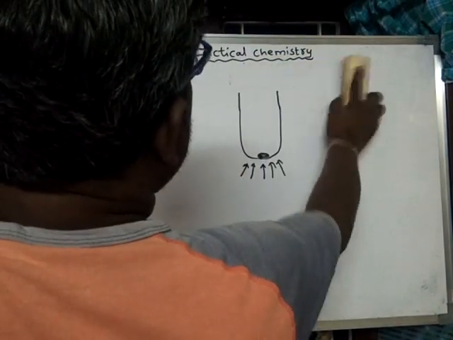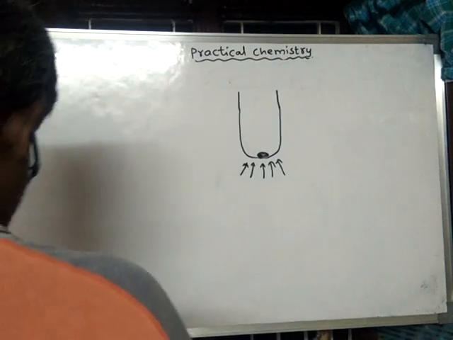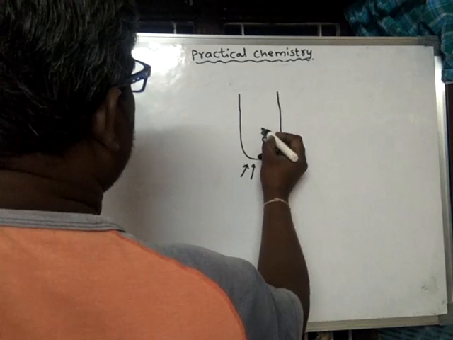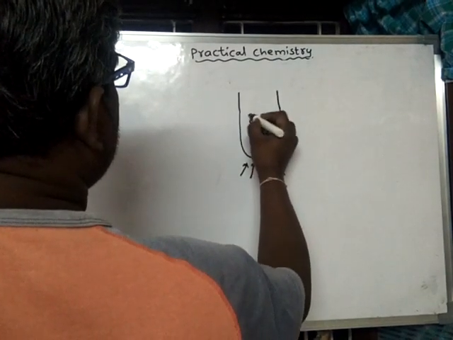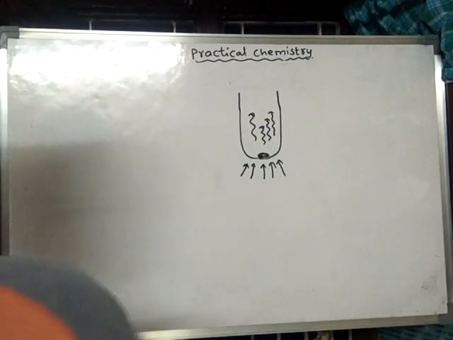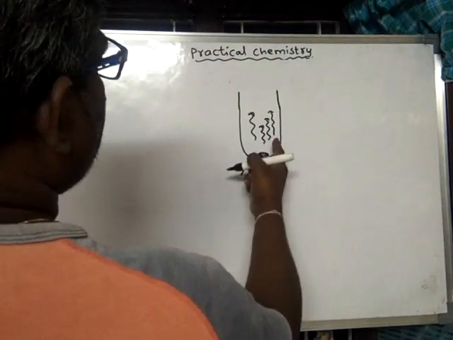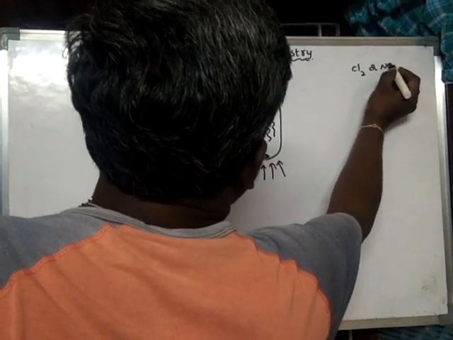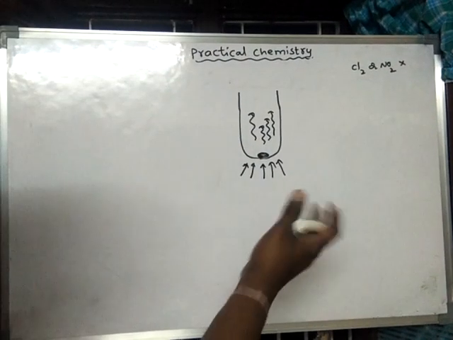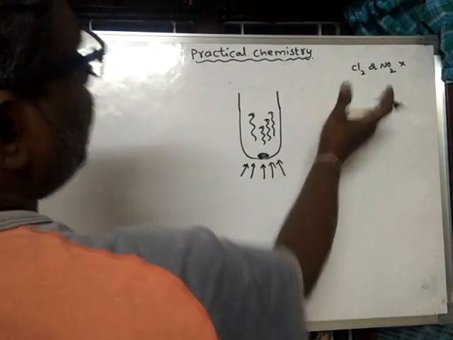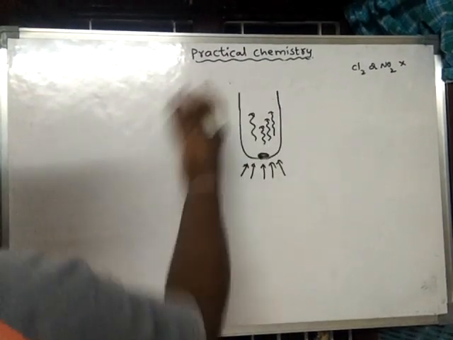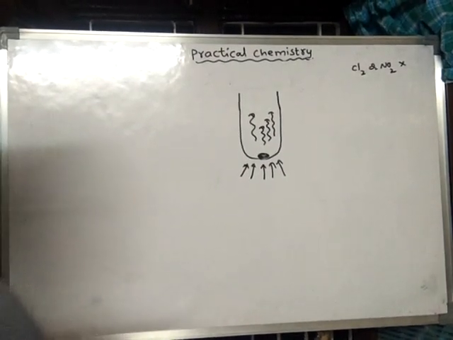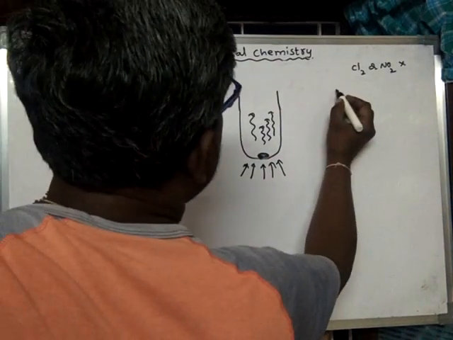First of all, I am heating a substance. When I heat this substance, what happens? A colorless gas is evolved from it. From this, it is understood that this gas is not Cl2 or NO2. It may be any other gas from the other 9 gases. This gas is colorless.